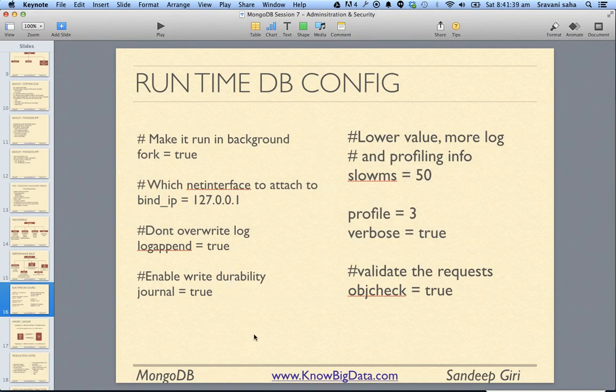Now let's talk. We have an option called logappend equals true, so that the logs are not overwritten. They keep on appending to the logs. And journal equals true. Journal is by default switched off, and that's not a great idea. Journal helps you against power failure, sudden power failure, or any other sudden server shutdown. You do not lose the most recent requests which have come from the user.